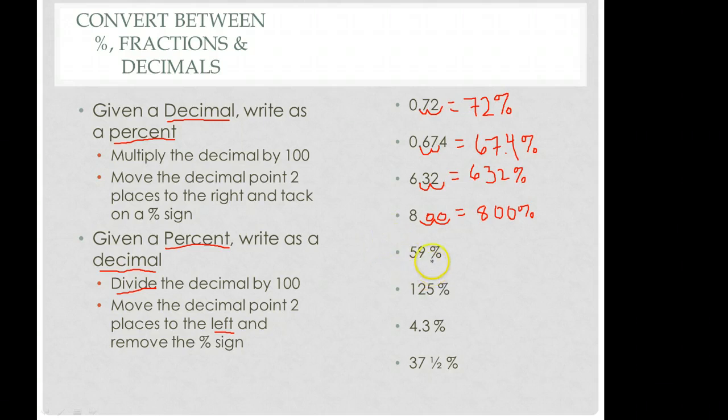So again, there's no decimal point here. If I want to change 59% to a decimal, first I have to add in the decimal point, and I add it in on the end. So it's 59.